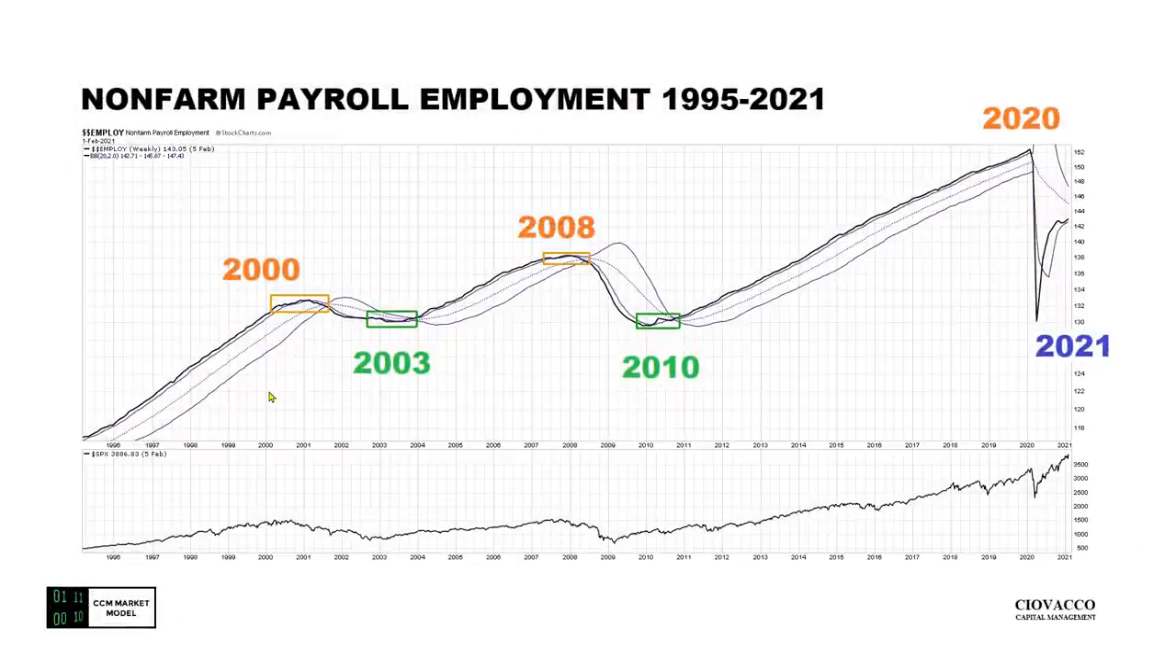This is non-farm payroll employment. This is the S&P 500 in the bottom of your screen. We put Bollinger Bands around this data set here. You can see as the stock market is peaking in the year 2000, we're above the upper Bollinger Band. And then we get inside of the Bollinger Bands, eventually cross the center line, and then don't cross that center line again in 2003 as the stock market's bottoming.